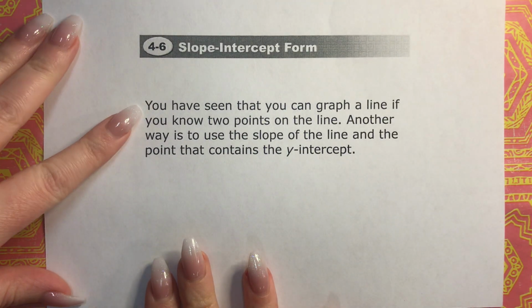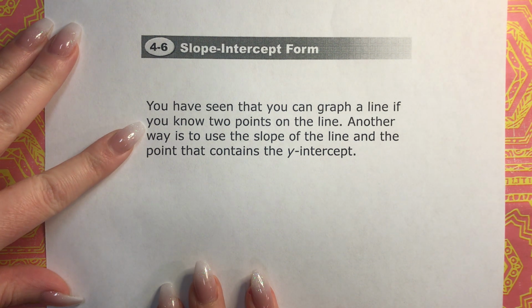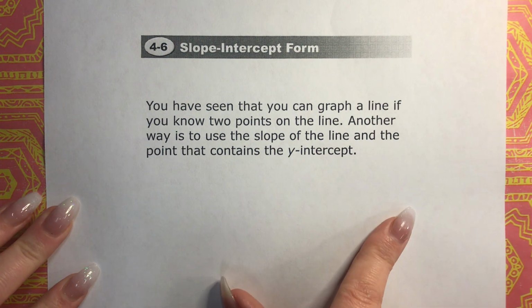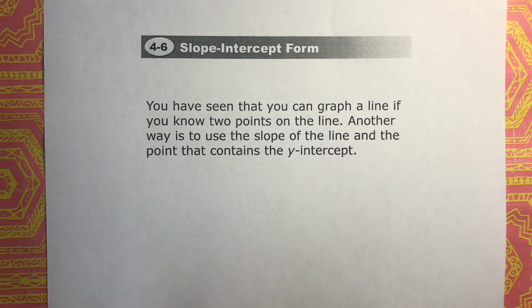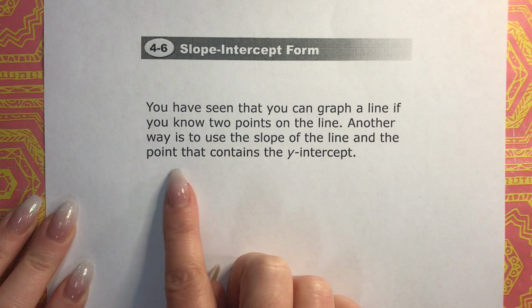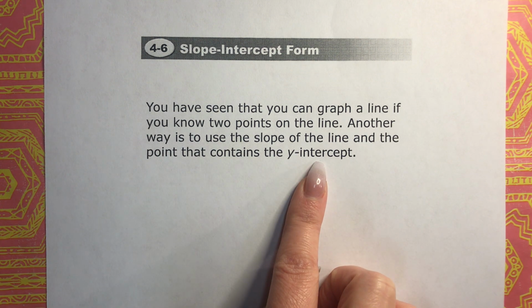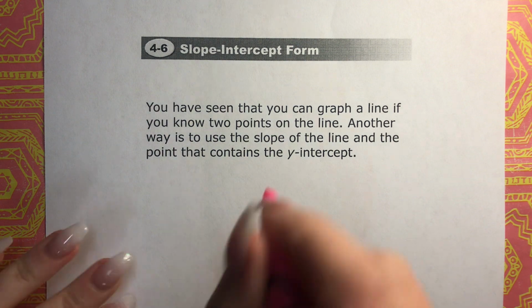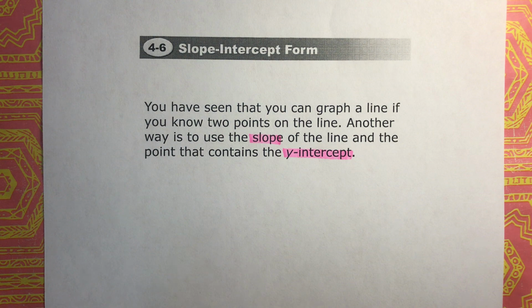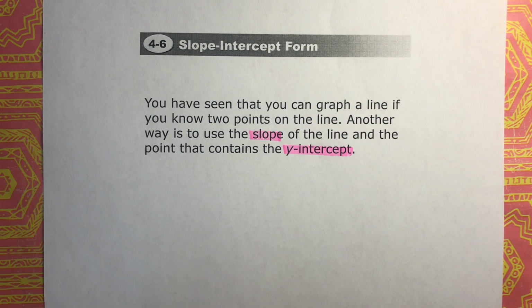So you have seen that you can graph a line if you know 2 points of the line, right? We did that with the x-intercept and the y-intercept. We graphed the x-intercept, we graphed the y-intercept, we connected the dots. Also, just any two ordered pairs, right? If you plot two ordered pairs, you can connect the dots and form a line. So another way is to use the slope of the line and the point that contains the y-intercept. So this is the second way, using the slope and the y-intercept. You can actually graph a line if you know those two pieces of information.